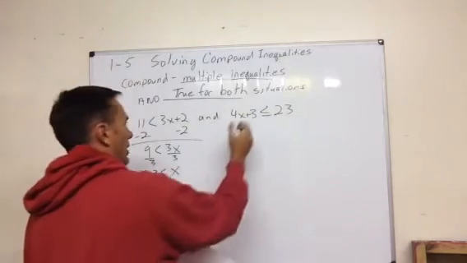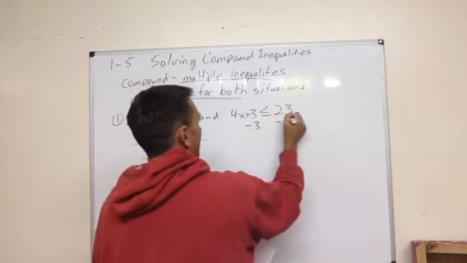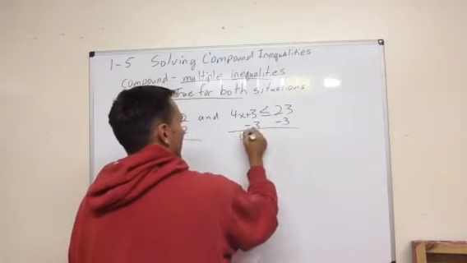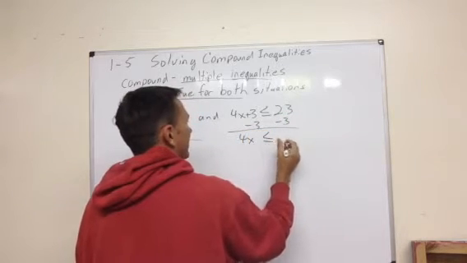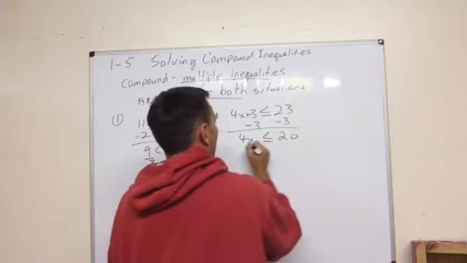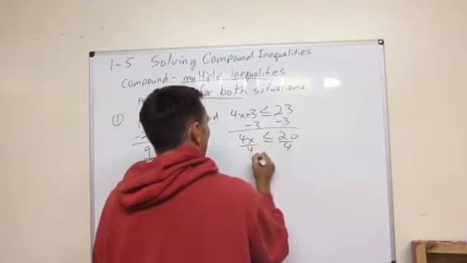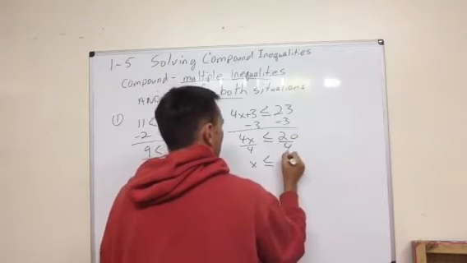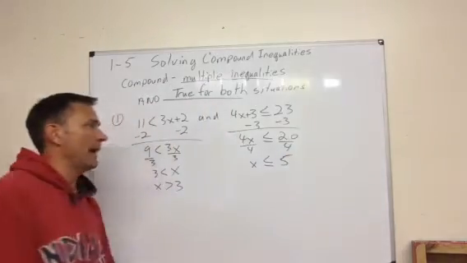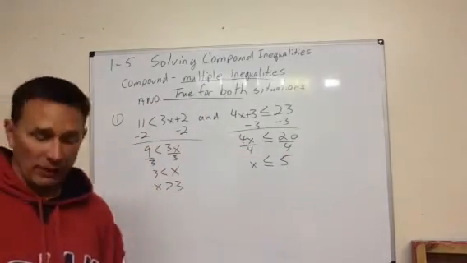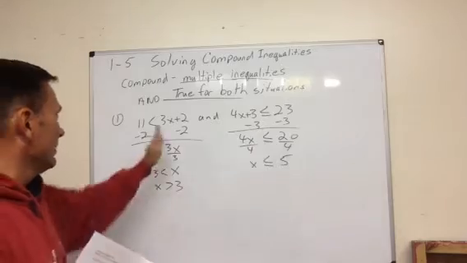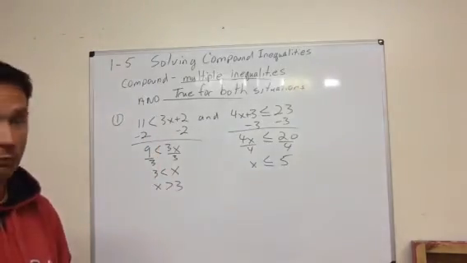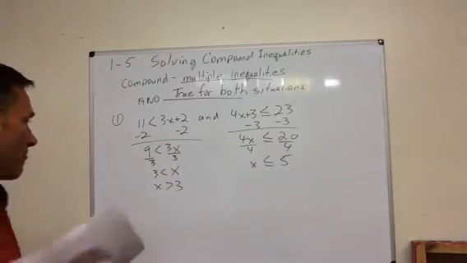Now to solve this one, I add negative 3 to both sides, end up with 4x ≤ 20, divide by 4, and I end up with x ≤ 5. Now we've been working on these for the last couple days. These are kind of straightforward. Hopefully this is getting easier to do.